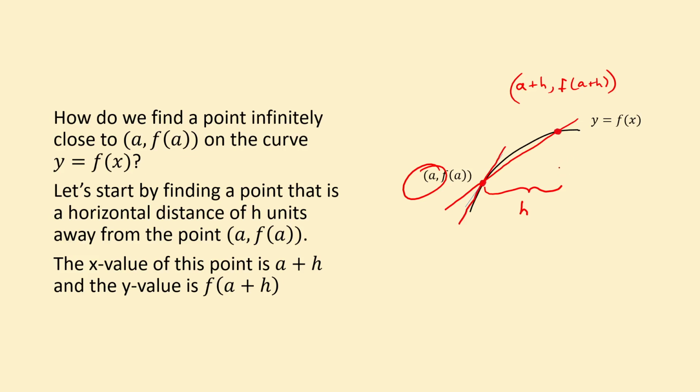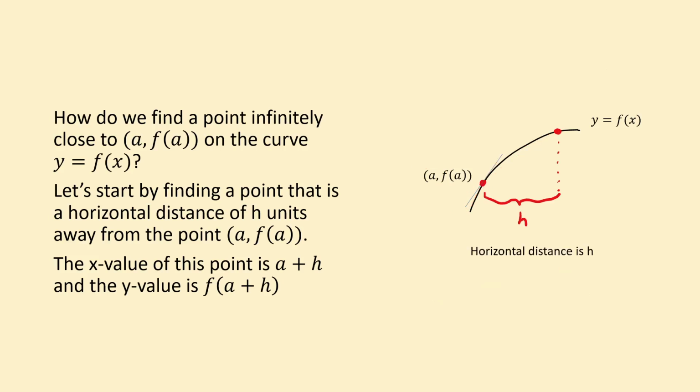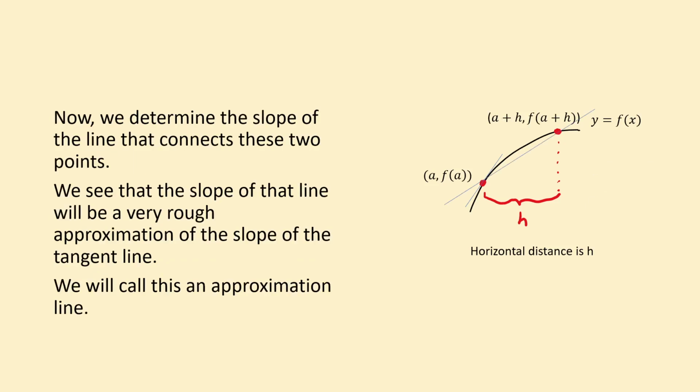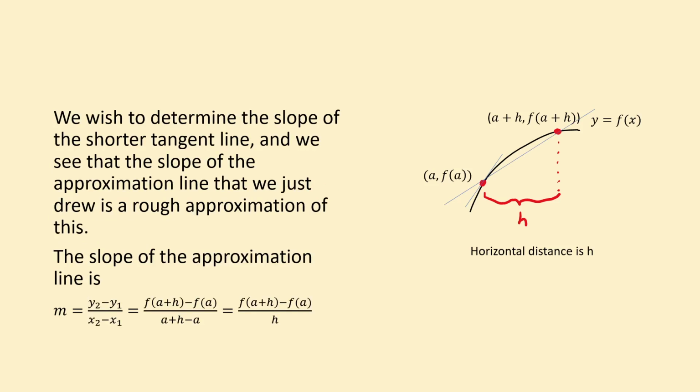And so we're just going to literally use the slope formula, y2 minus y1 over x2 minus x1. And we'll do that over the course of the next few slides. So horizontal distance of h, the x-coordinate is a plus h, the y-coordinate is f of a plus h. We have it written right there. We draw that approximation line as I said we would do, and we determine the slope.